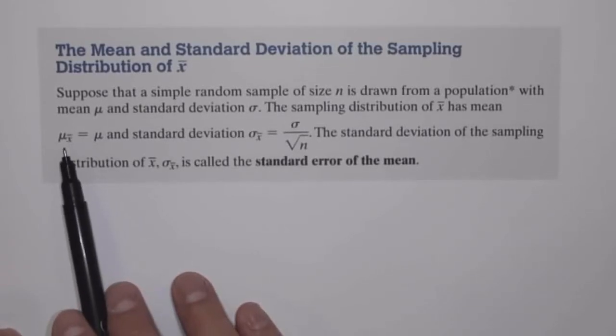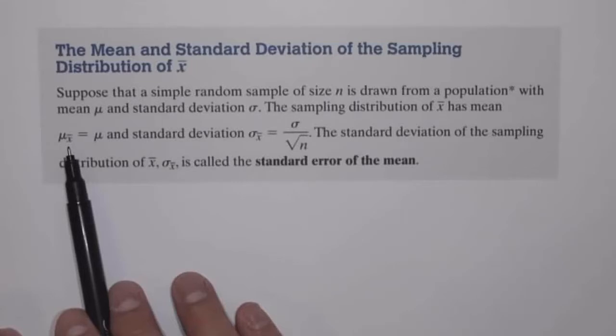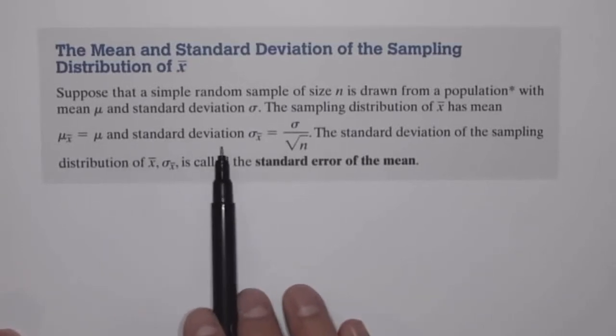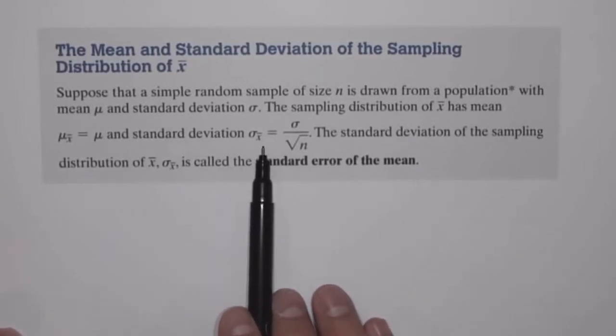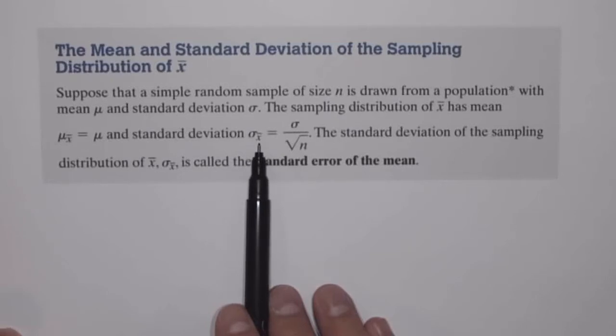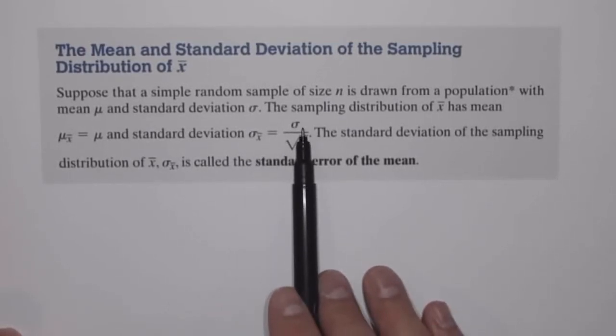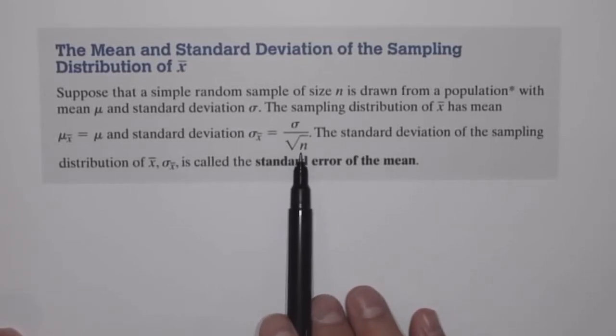We found that the mean of our sampling distribution of x bar equaled the mean of the population in the first place. But further, the standard deviation sigma sub x bar, so this is the standard deviation of the x bar distribution, will equal the standard deviation of the population divided by the square root of the sample size.